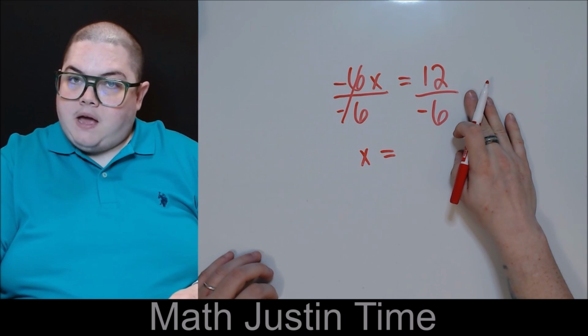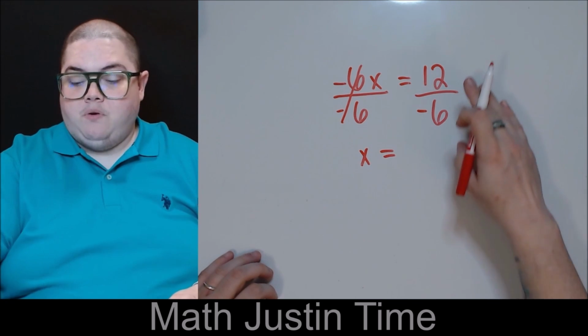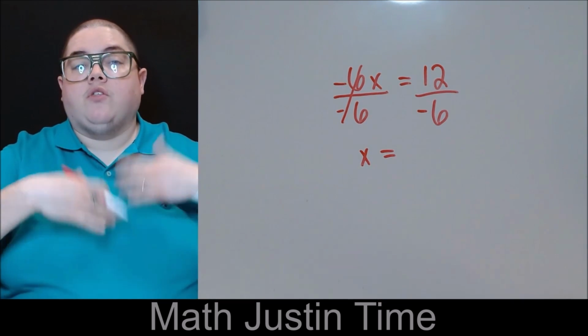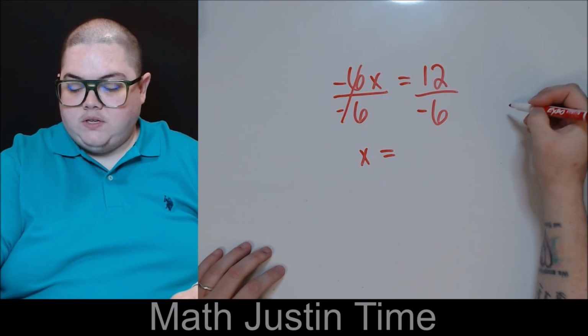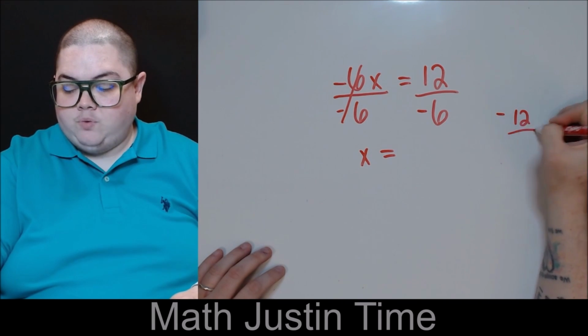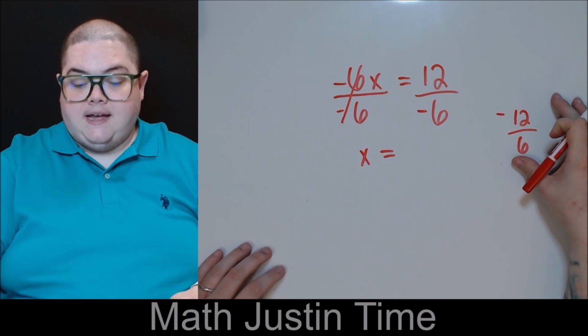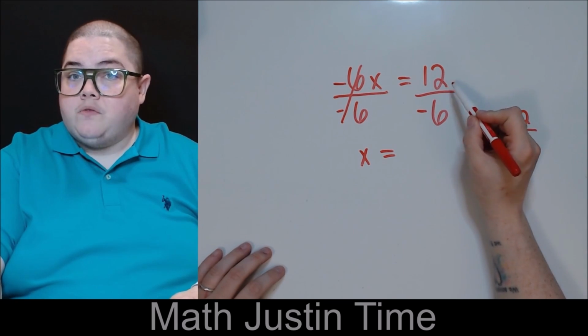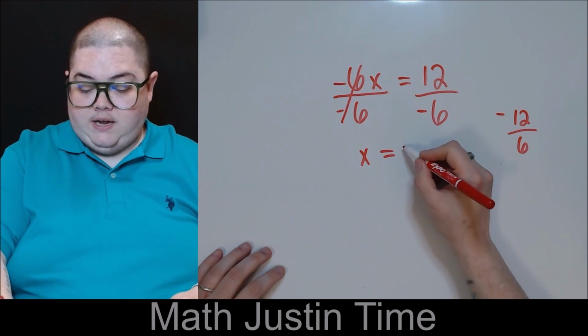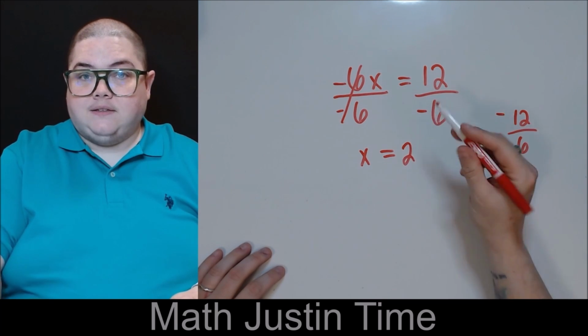Now, it doesn't matter if the negative is on the top or the negative is on the bottom, the whole number is negative. So this is the same thing as saying negative 12 over 6. So this whole thing is negative. So if we have 12 and we divide it by 6, we're going to get 2, and there's a negative.